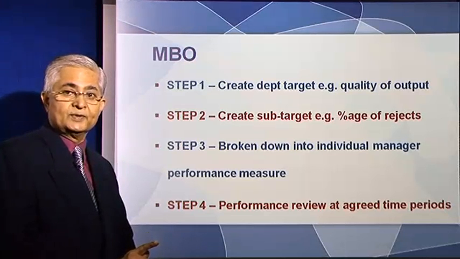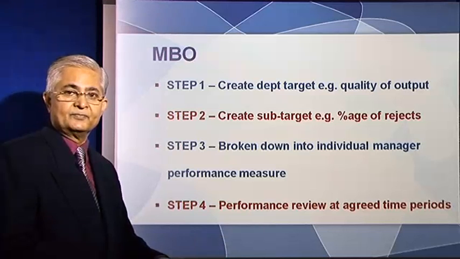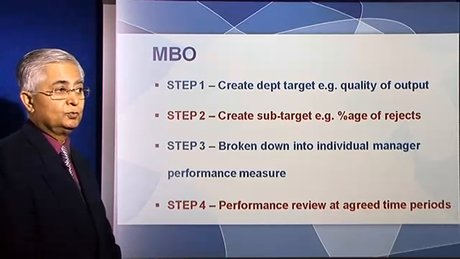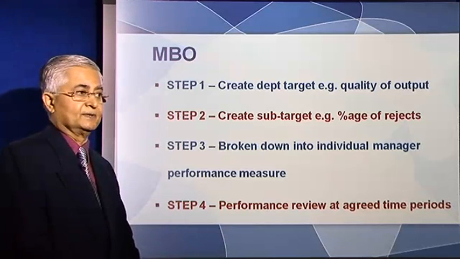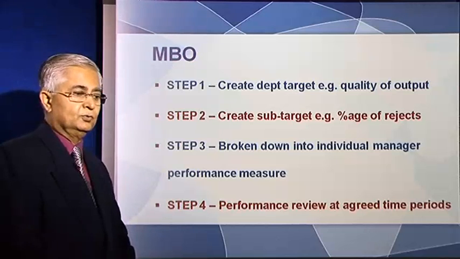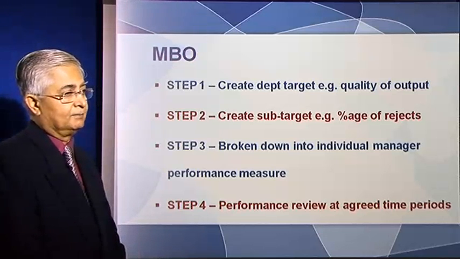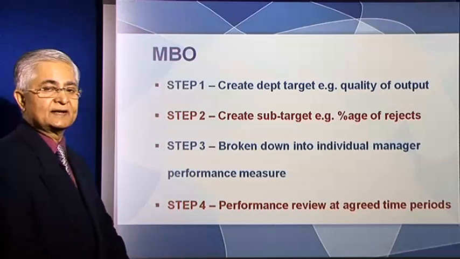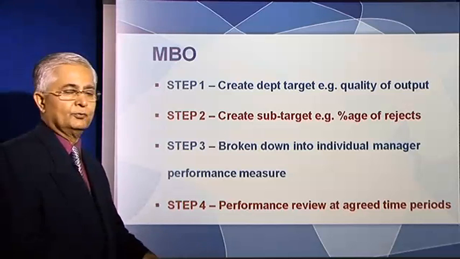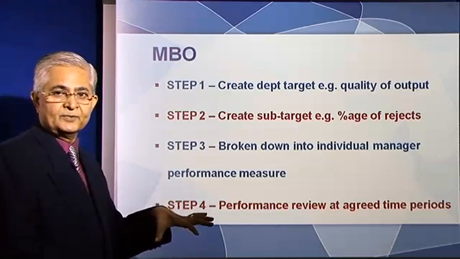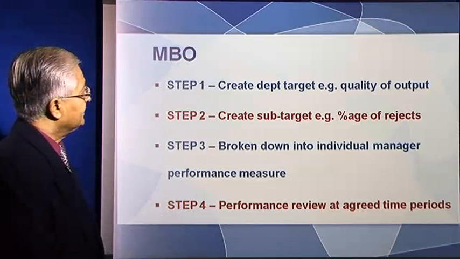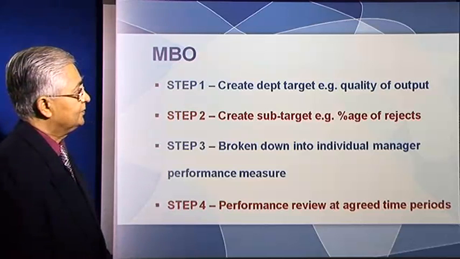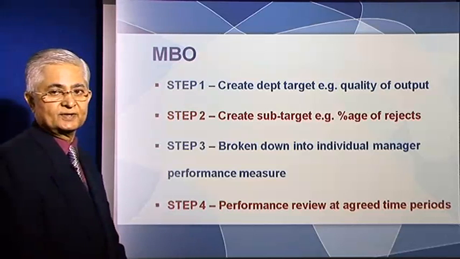Now, this is something which has come from the corporate objective. The corporate objective might well be to enter a new market segment, and the new market segment might have more demanding customers. Hence, quality standards within the company need to necessarily improve. So, from the corporate objective, we come to the departmental target, which is to improve the quality of output. This is step one.